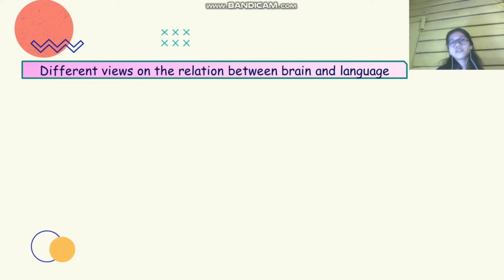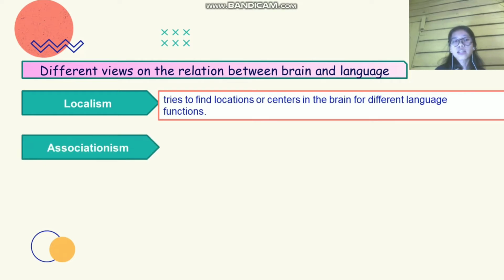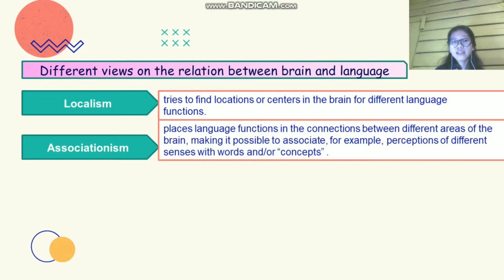Next is different views on the relation between brain and language. First is localism. Localism tries to find locations or centers in the brain for different language functions. Next, associationism. That is, it places language function in the connection between different areas of the brain, making it possible to associate, for example, perceptions of different senses with words and concepts.